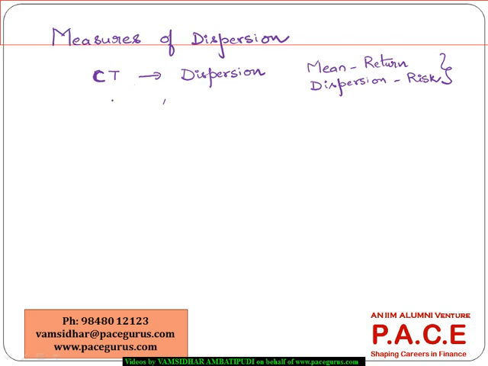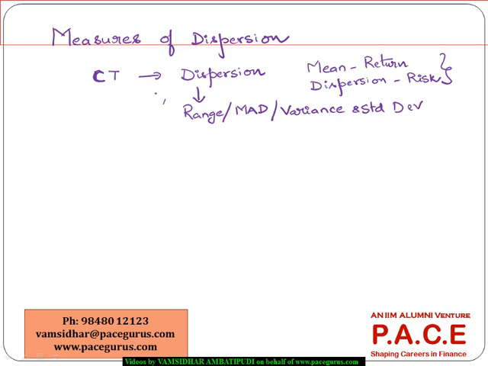So there are different measures of dispersion, just like measures of central tendency. We can talk about the range, the mean absolute deviation, or the very common forms of dispersion, which are the variance and standard deviation.